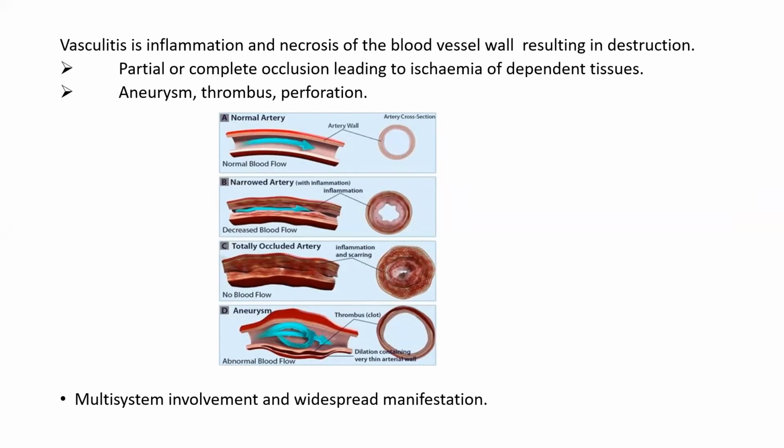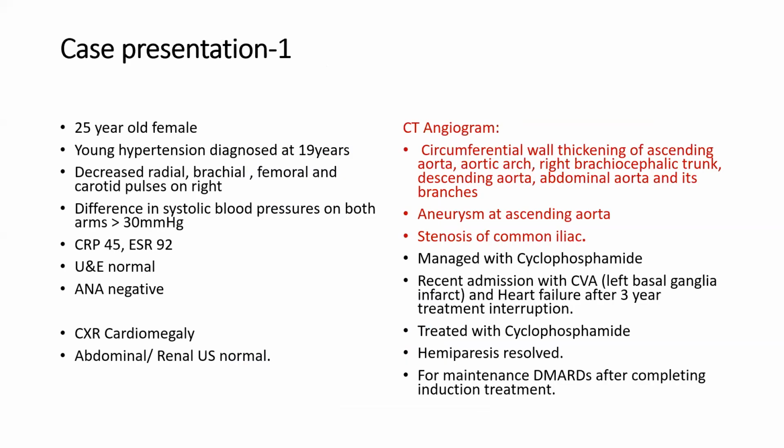Vasculitis has multi-system involvement. It involves various organ systems, and the presentation and manifestation is widespread. I'll take us briefly through 3 cases where patients had vasculitis and presented to various departments with varied presentations. The first one is that of a young female. She's currently 25 years old, diagnosed with hypertension at age 19.